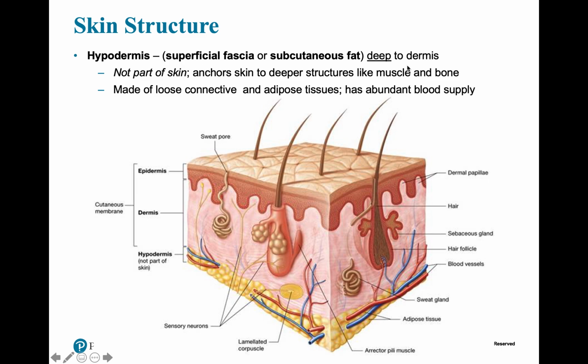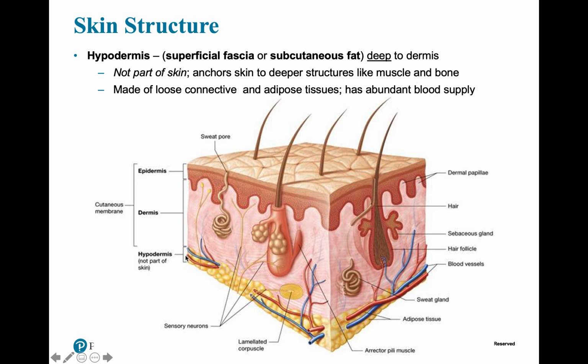Because of the loose connective tissue, abundant ground substance, collagen fibers, elastic fibers oriented in different directions, it allows for cushioning, and then the abundant adipose also allows for cushioning of deeper structures. So cushioning, it also helps with anchoring, again, the cutaneous membrane to deeper structures, cushioning those deeper structures, so it does play somewhat of a protective role. It's highly vascularized, so it provides blood vessels for the dermis that lies above it.